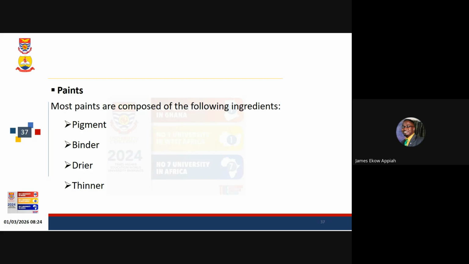Yes. And then the last but not the least is the thinner. When you manufacture the paint, you have added your pigment with oil and dryer. You can see that the paint has become very thick, so you need the thickness to go down a bit. So you add thinner to it. The thinner is the substance that you add to the paint to make it workable. It makes the paint consistency less so that you can apply it with your brush, so that you can even pour it. Otherwise, it will be very solid.